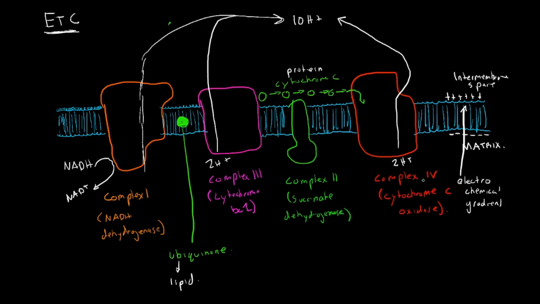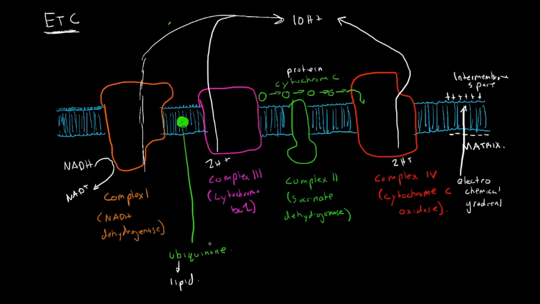Right here is the matrix, and then above is the intermembrane space. I just want to highlight here, complex 2 is succinate dehydrogenase, which is actually a part of the Krebs cycle as well. So this enzyme is used in both of the processes.